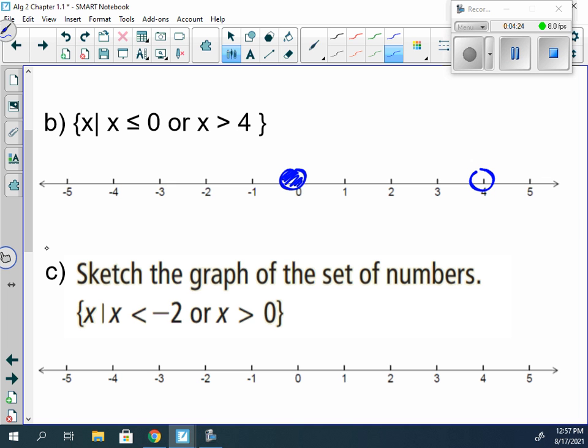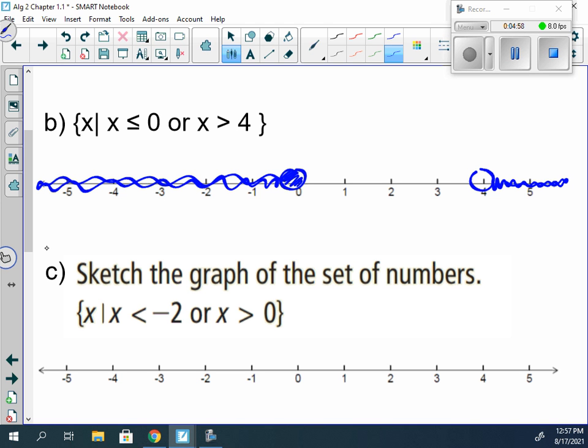So would we shade to the left or to the right of 0? Left. So if x is less than or equal to 0, all the values less than or equal to 0 will make that statement true. Or x is greater than 4. So at 4, we would shade to the right. It won't always be that way, but most of the time it will.